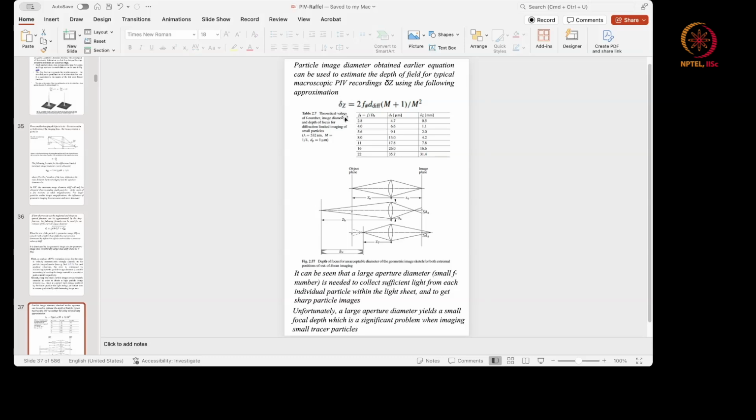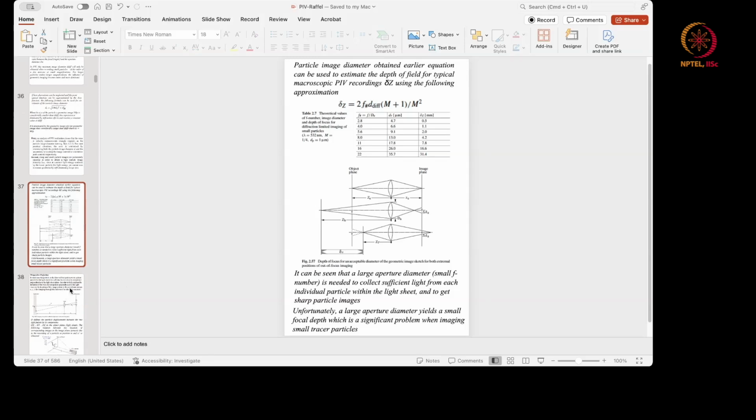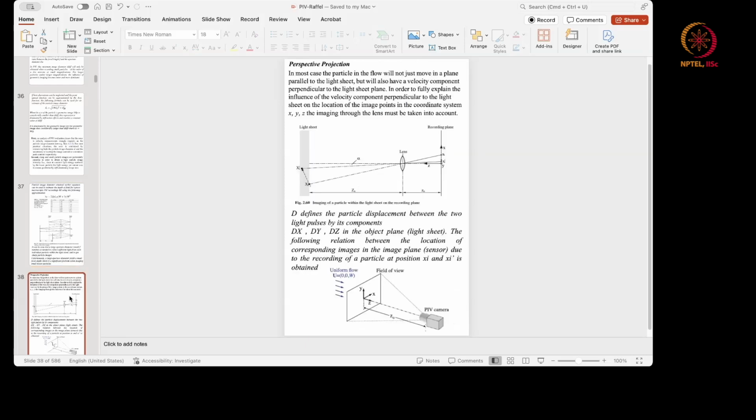This is a significant problem when you try to image small tracer particles, which may go out of the depth of field quite easily. These are problems that you need to address before you actually choose your tracer, choose your light source, and choose what kind of depth of field you should be using, and so on. In the next class, we will also look a little bit at perspective projections and see how that affects PIV.